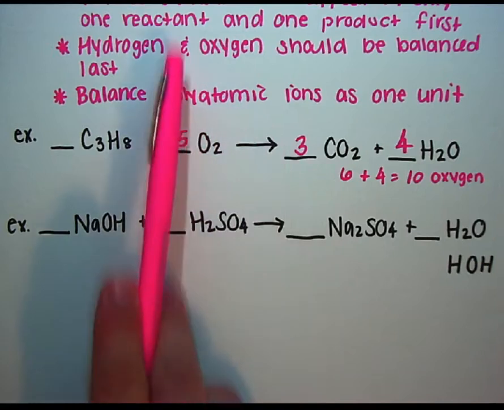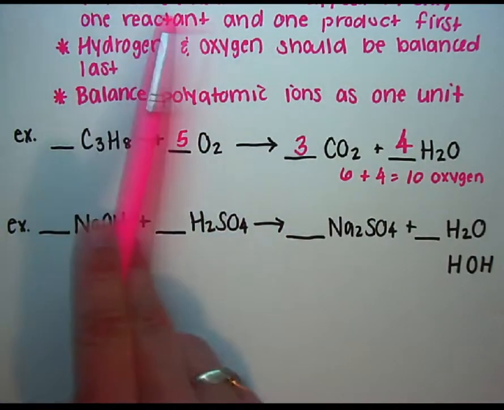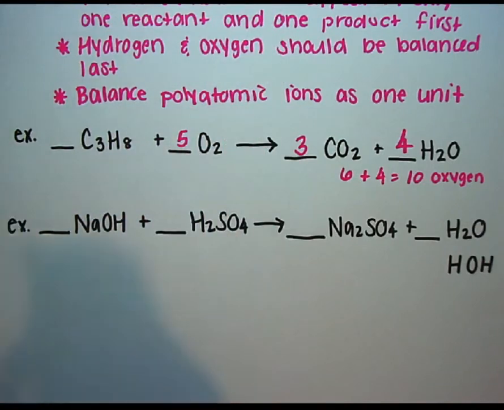All right. Hydrogen and oxygen should be balanced last. We're going to balance elements that only appear in one reactant and one product. I'm going to start with sodium. So I have 2 sodiums on the left. I need 2 sodiums on the right. So I can add a coefficient of 2 there.